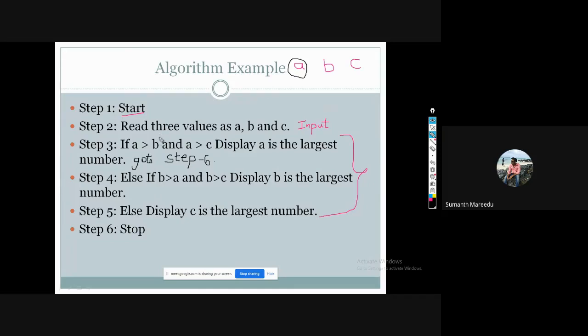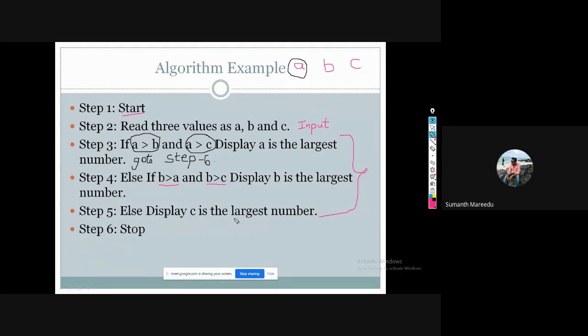If any of these two conditions, that means A greater than B or A greater than C, fails, then only if both conditions are satisfied can I display that A is the largest number. If any of these two conditions fails, I will not display that statement. In that case, I'll go to step number 4, and here I'm verifying: else, if the value of B is greater than A and the value of B is greater than C. If not A, I am comparing for the possibility of B to become the largest.